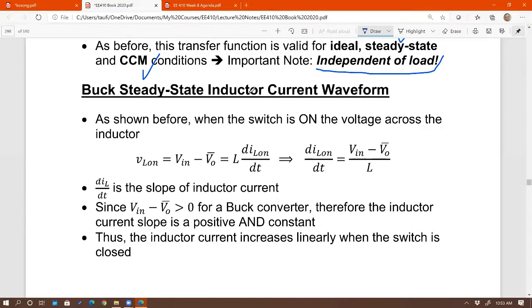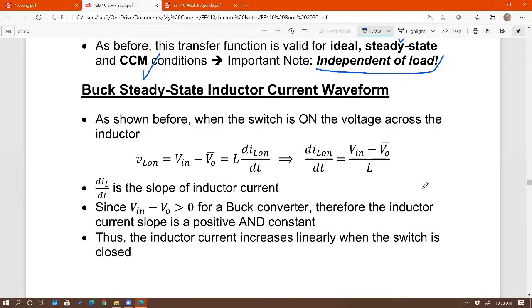We've seen this before. VL on is the voltage across the inductor when the switch is on. We already know for a buck converter, that's V in minus V out. That's equal to L dIL on dt. So therefore dIL on dt is equal to V in minus V out over L, right?